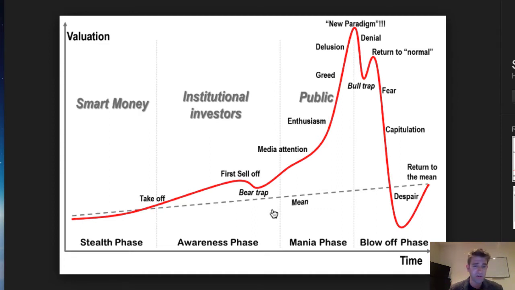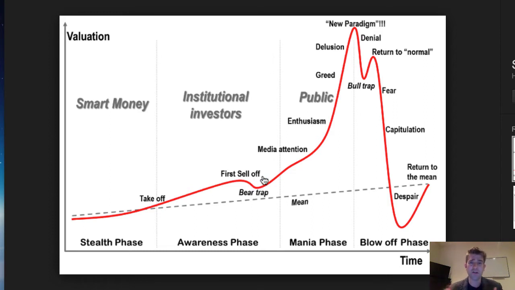It starts to spread, perhaps not through mass media, but more a case of people who are in the know start to become aware of it. They start to invest in it. It starts to build a bit of momentum. Then you get what they've labelled as the first sell-off, which is the bear trap.